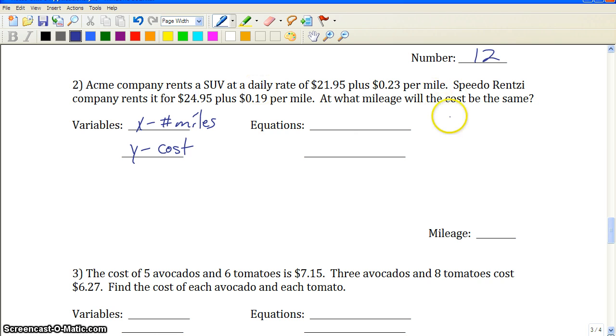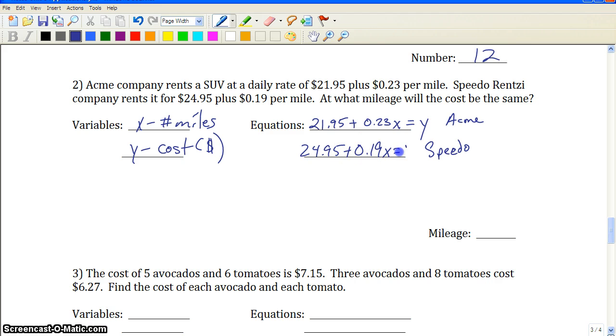We have two different companies. We need an equation for the Acme company, and another for the Speedo company. On the first one, we're charged 21.95 plus 23 cents per mile, so it's 23 cents per x, so times x, and that's going to equal the total cost in dollars for the Acme company. For the Speedo company, it's going to be 24.95 plus 19 cents per mile for the y.